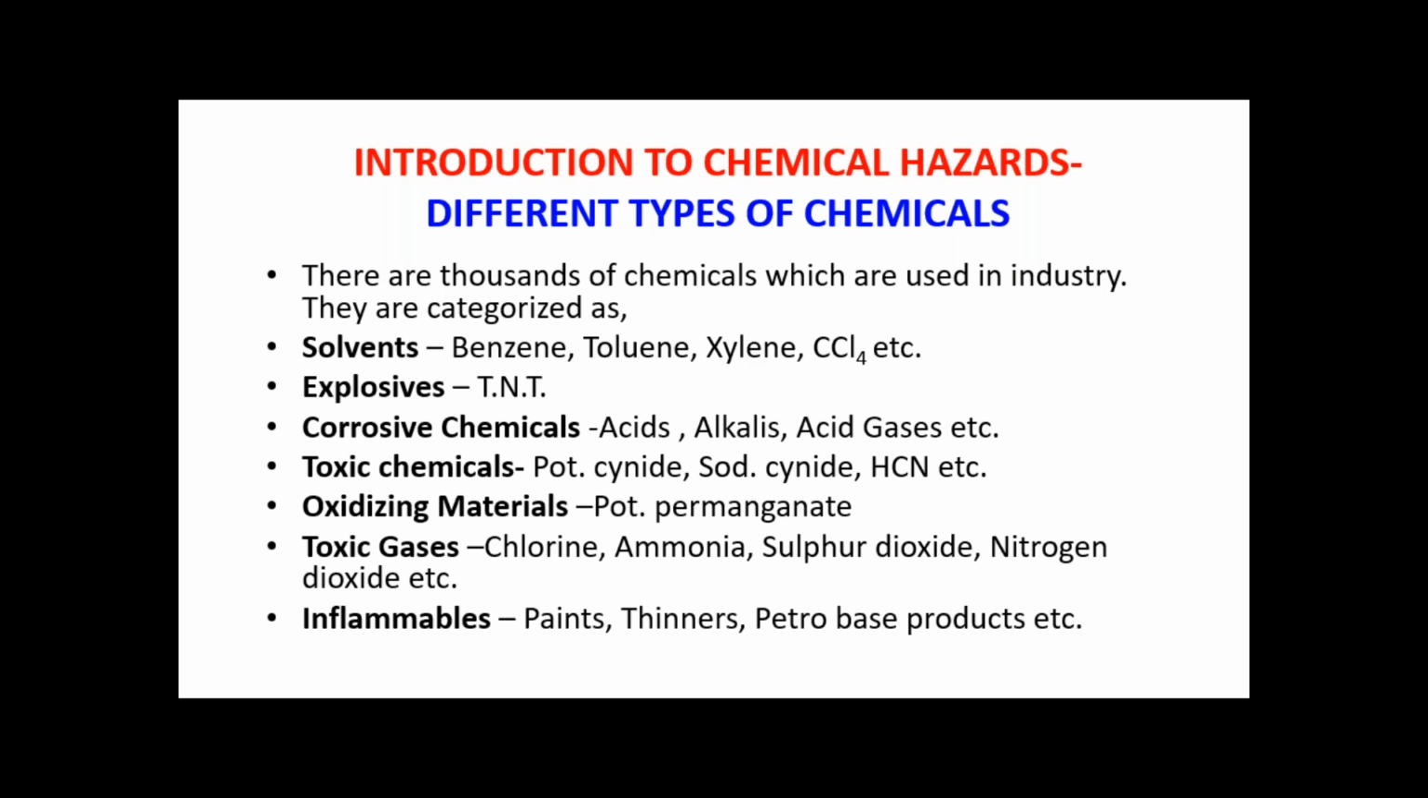Oxidizing material may be something like potassium permanganate, and toxic gases may be chlorine, ammonia, sulfur dioxide, nitrogen dioxide, etc. Inflammables means those which can easily catch fire, like paints, thinners, petro-based products, etc. So all these are examples from the different types of industries.